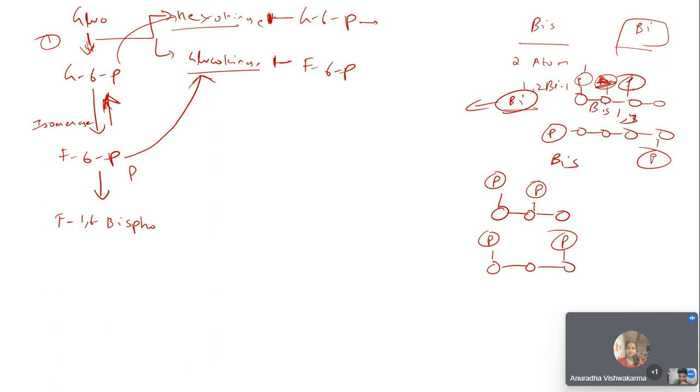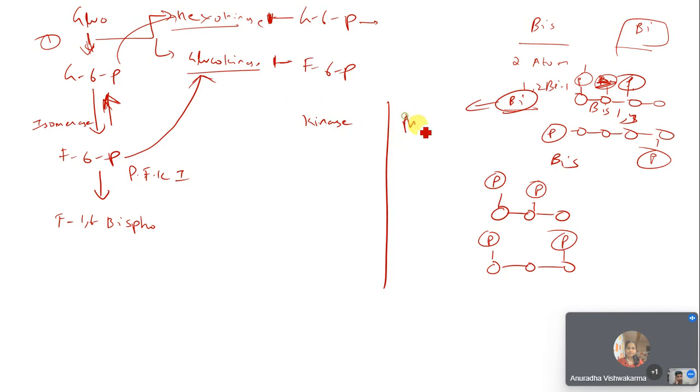So phosphofructokinase 1, PFK1. In glycolysis, this is the most regulated and most important step in the entire process: the conversion of fructose 6-phosphate to fructose 1,6 bisphosphate. So you told me about kinase. So you know the difference between kinase and phosphatase, right?